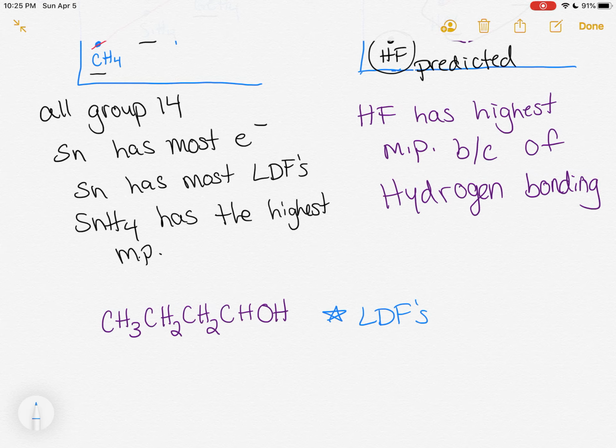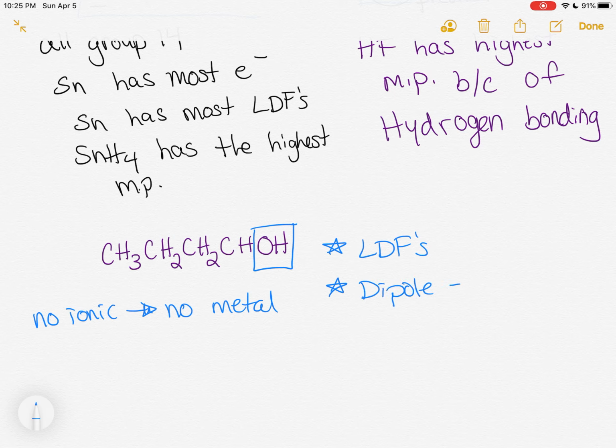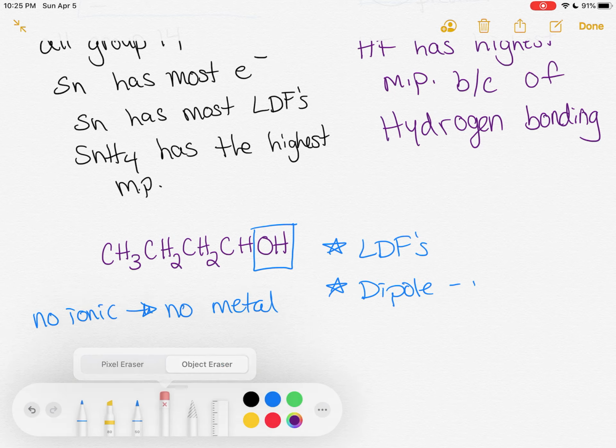Now we just want to decide whether we maybe have ionic forces. Since we don't have a metal, we would say no ionic forces. Our reason for that is there's no metal. We need a metal to have an ionic bond, an ionic force. But then I also see that I've got this oxygen attached to hydrogen on the end. And I know that that means dipole-dipole. Oh, I'm sorry, hydrogen bonding.